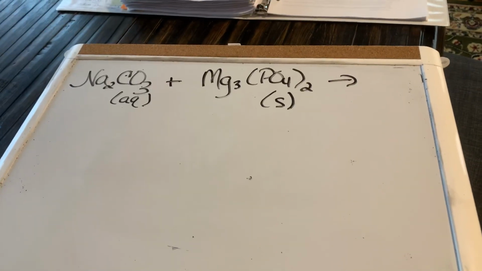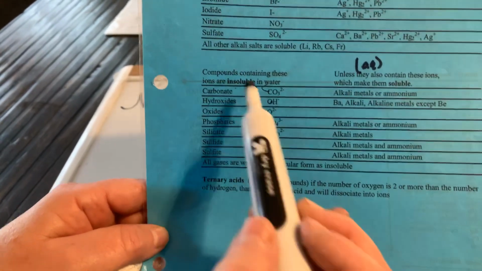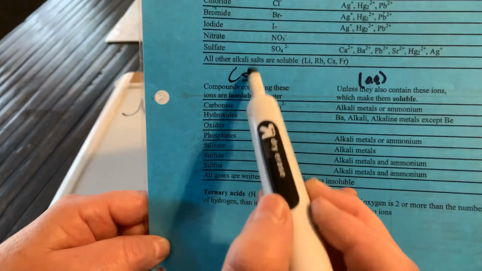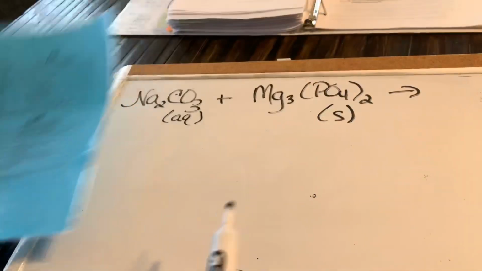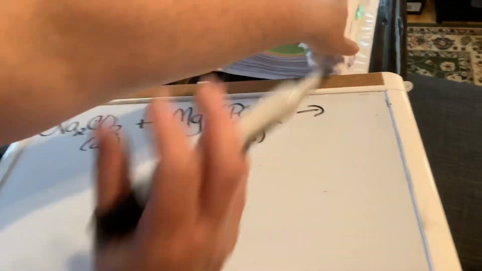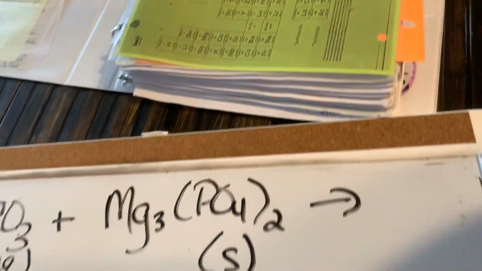So that's how you figure that out, though, that's really what I wanted to show you, was the whole phosphate thing. See, phosphate is insoluble, which means it's a solid. So this means it's a solid unless it's with an alkali metal or ammonium. If you look at your periodic table, your alkali metals are right here, right, in your first column. Mg is an alkaline earth metal, right? So Mg doesn't qualify, which makes that a solid, okay?